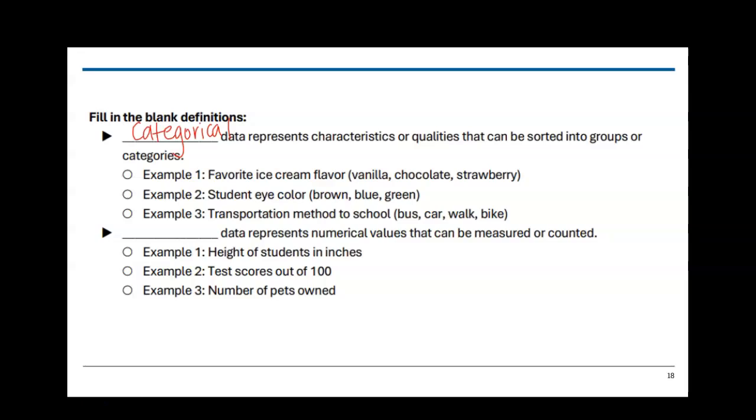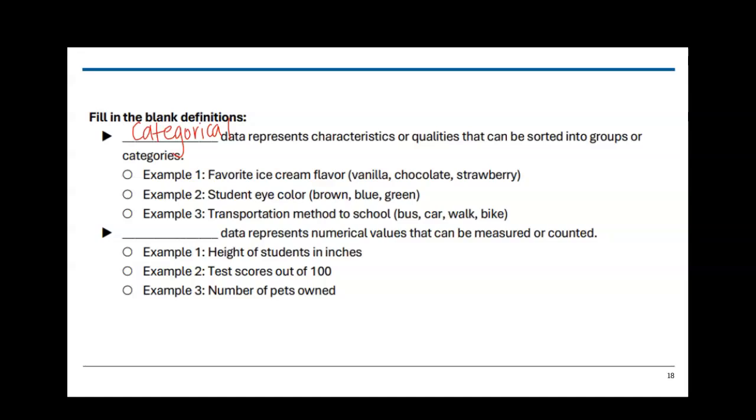Alright, so the first one was categorical, so we're just reviewing the different data types. So remember, these are just characteristics or qualities. On our Google form, we had a lot of them, okay? And today we're going to be looking at this one, the transportation methods that we went to school, okay?